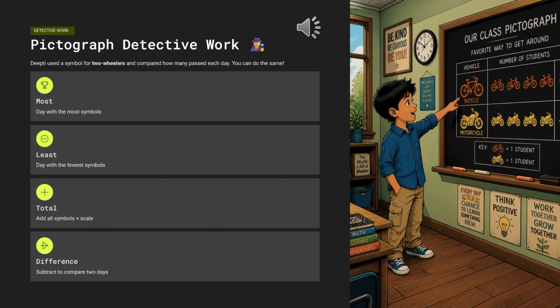Now we become detectives. Look carefully at the pictograph. We can answer many questions. Which day has the most symbols? Which day has the least? How many symbols are there in total? What is the difference between Monday and Tuesday? This is why pictographs are useful. They help us compare information quickly.